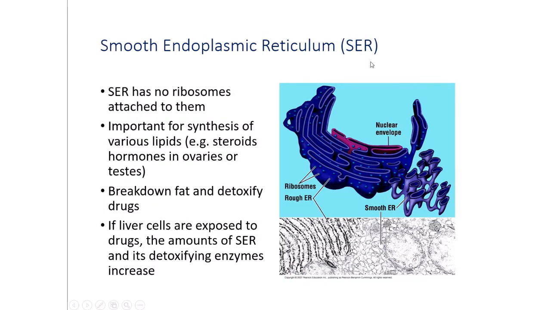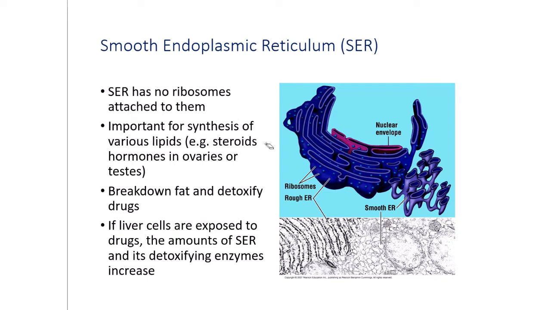Next, we have the smooth ER, and you can see under the high power microscope here that the smooth ER does not have those black dots that you see in the rough ER. Okay, so no ribosomes for the smooth ER, and there are ribosomes on the rough ER. There are many functions associated with the smooth ER.